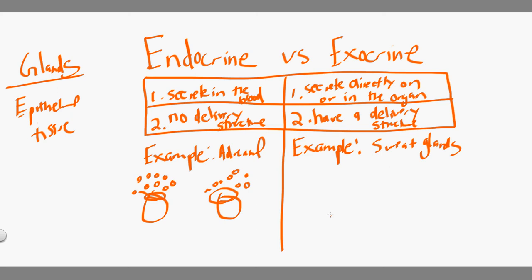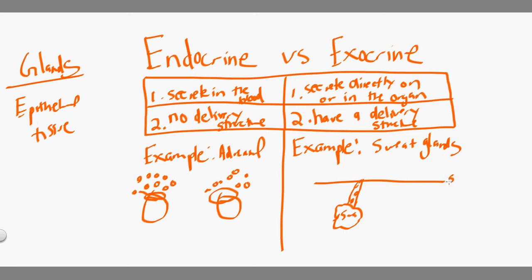Sweat glands. So if we have our skin here, sweat glands would be right under the skin. And let's say you have a little sweat gland here. This is a sweat gland. And the sweat gland would have this tube or this pipe that's going to start delivering sweat through this delivery structure. That's what I mean by delivery structure, meaning it has something that releases it directly onto the organ.